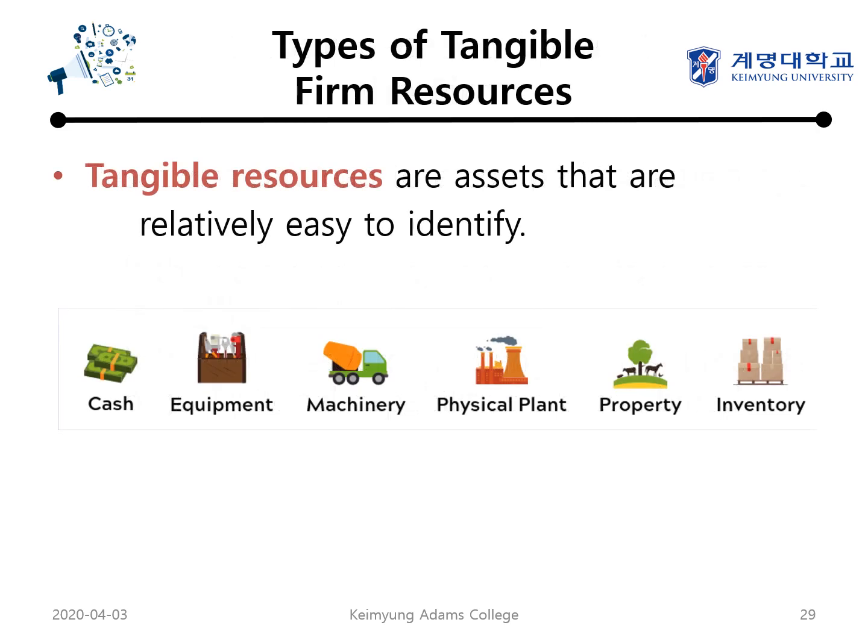A specific example of the type of tangible firm resources is cash, equipment, machinery, physical plants, property, and inventory. So these are assets that are relatively easy to identify. Another example is FedEx. They have a computer-based job competency test.